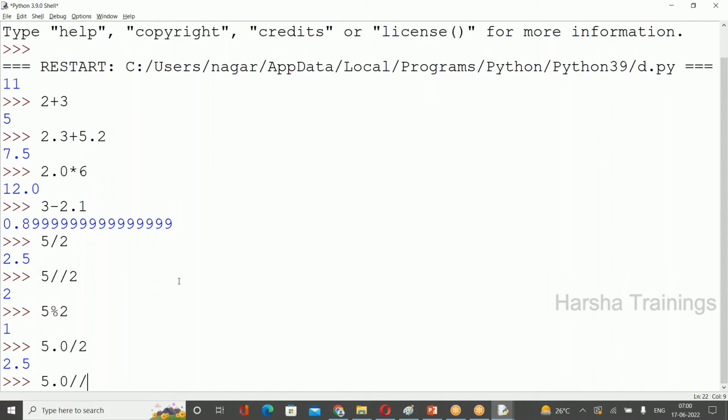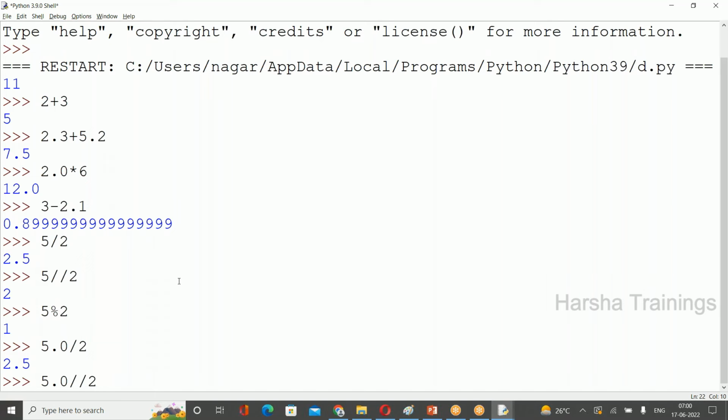5.0 double slash 2. This is the important thing. Here, if both are integers, the answer is an integer only. But if at least one is float, the answer is in float. But here it performs a floating point division only.